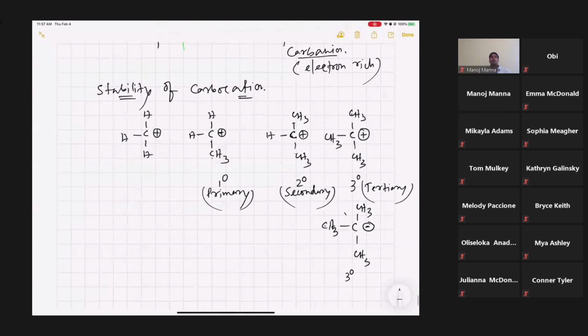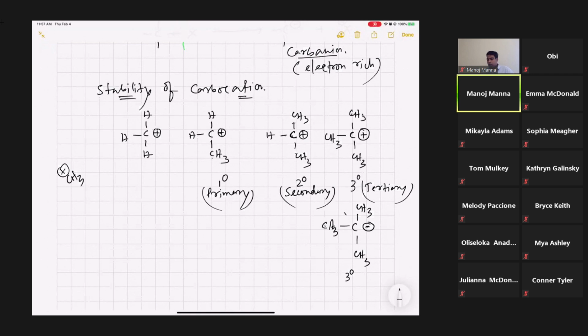Can I ask a quick question? Yes, please. I see the primary, secondary, and tertiary. What do you call the first carbon that you drew on the left there? That one doesn't have any degree. Okay, but is there a specific name for it, or is it just a carbocation? It is CH3 plus. We'll say methyl, because CH3 we call methyl. So if you have a positive charge, it is a methyl carbocation.